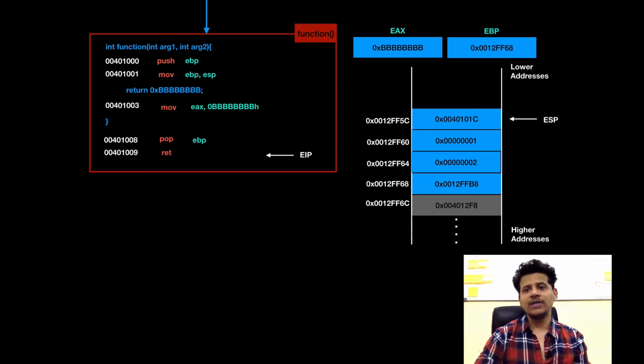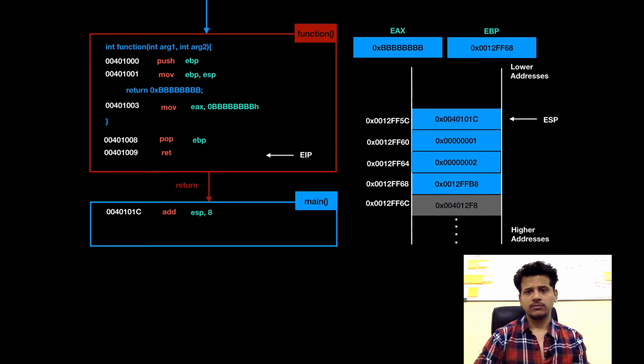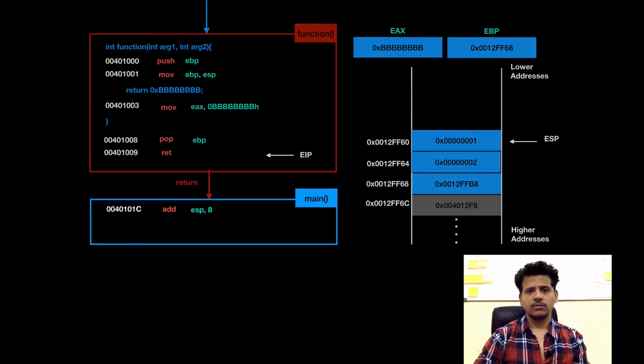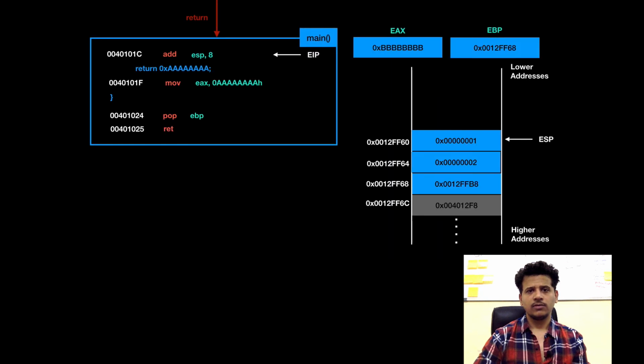For that, it will take the address pointed to by the ESP and move that into the EIP, and EIP will begin its execution from there. Right, now EIP will begin execution from there, and we have returned to main.